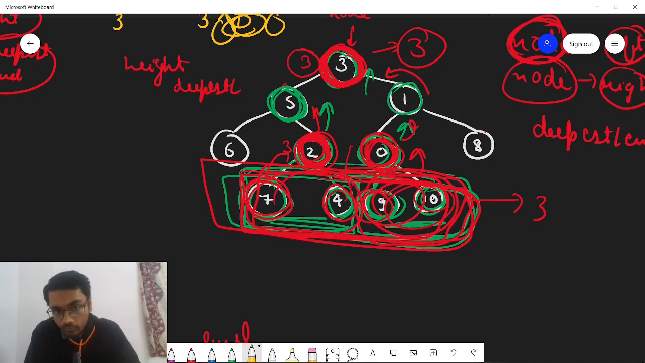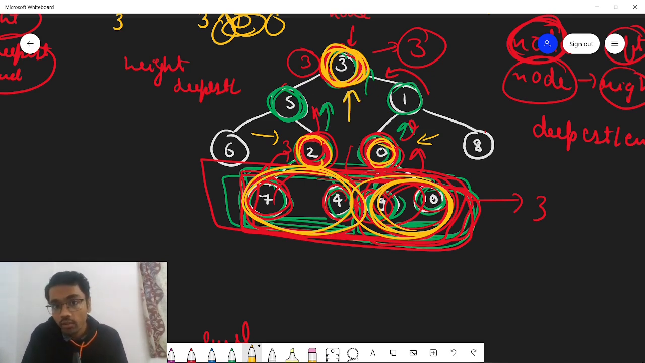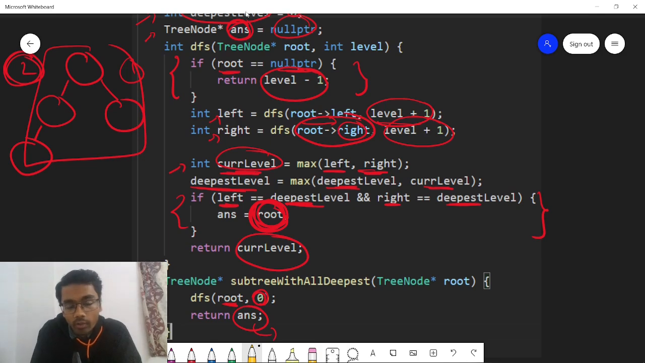So this 2 would be saying that okay, I didn't know about these 2 nodes, and this 0 will say okay, I didn't know about these 2 nodes. So that's why we return 3 here. So at this position when we are at 2, this 2 was thinking okay, I am the node which contains all the deepest nodes. Similarly, when we are here at 0, this 0 would also think that I am the node which contains all the deepest nodes. But when we reach further recursion or DFS calls, that's when we realize okay, there were a few more deepest nodes possible.